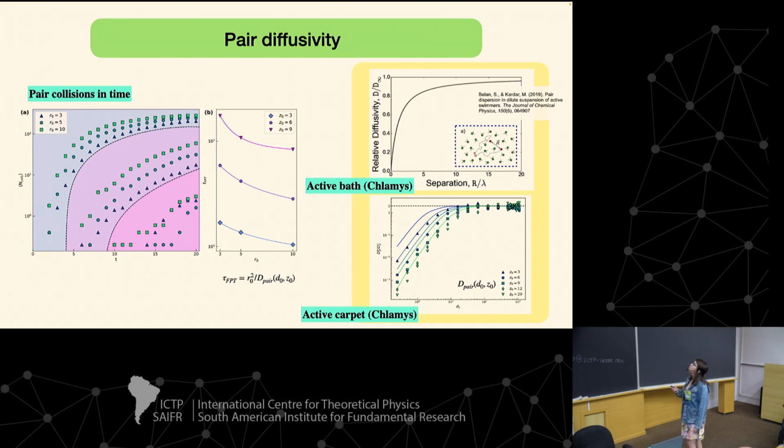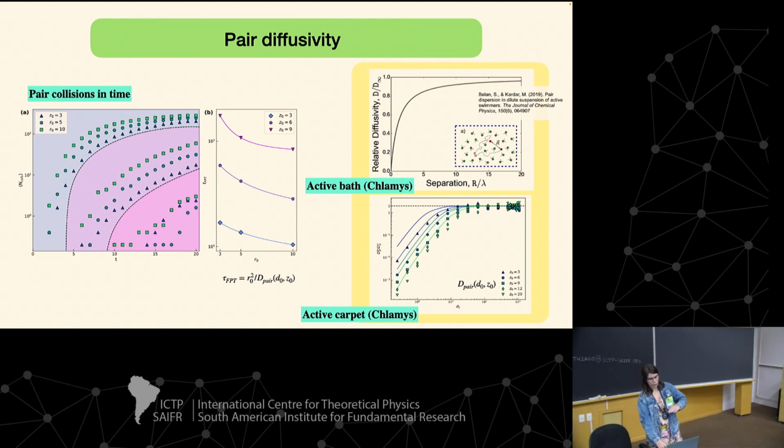When we put the two particles and we measure the pair diffusivity, we found that the pair diffusivity not only depends on the distance between the two particles, it also depends on the height. So we found that pair diffusivity is larger when you are closer to the active carpet. When you put two particles very close to the active carpet, they diffuse much more than when they are farther from the active carpet.